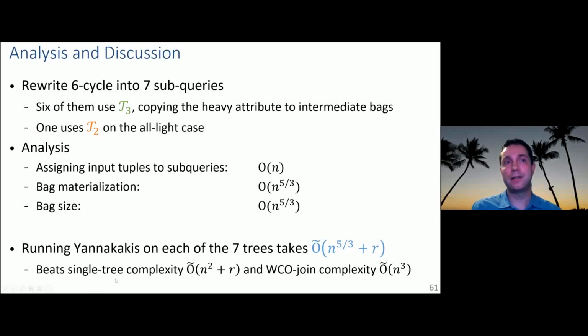And that's clearly better than the single tree complexity of n squared plus r. If you're using only T3 or only T2, I showed you that you can't do better than n squared because we had an example where n squared actually happened. And similarly, the worst case optimal join complexity would be even higher, it would be n cubed. And so for any join that has a smaller output than n to the 5/3, we have a clearly winning plan if you're using multiple tree decompositions.